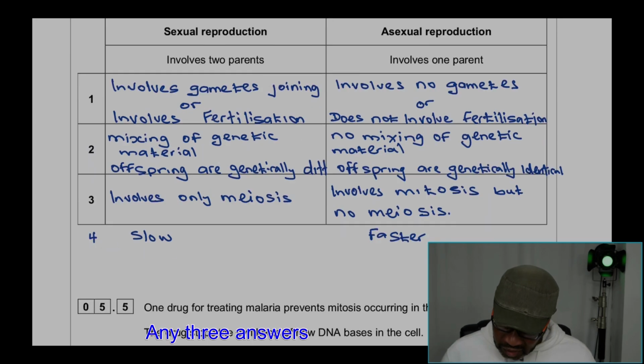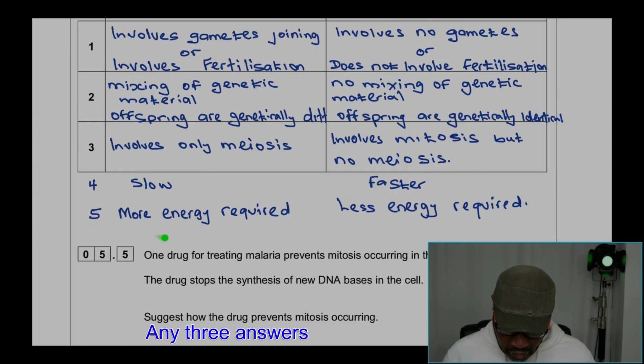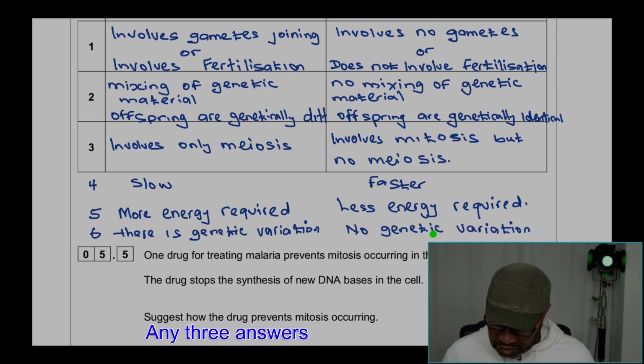4. Slow and faster. 5. More energy required, less energy required. And 6. There is genetic variation, no genetic variation.